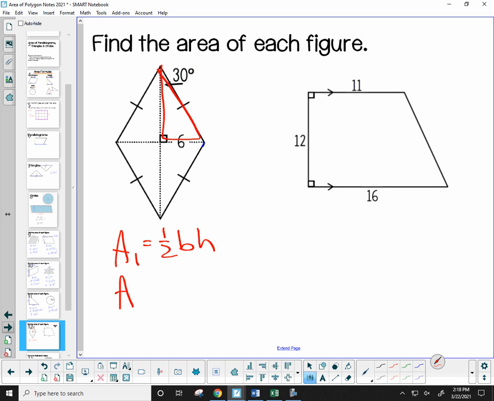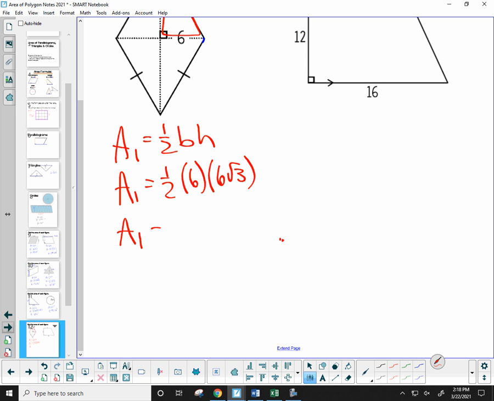So the area of just one is equal to 1/2. I need the base and the height. My base is 6. What's my height going to be? Just this piece right here. I have a 30, 60, 90, so it's got to be 6 radical 3. Is that okay? Okay, so it's 6 radical 3. So then the area of just one triangle, half of 6 is 3. 3 times 6 radical 3 gives me 18 radical 3.